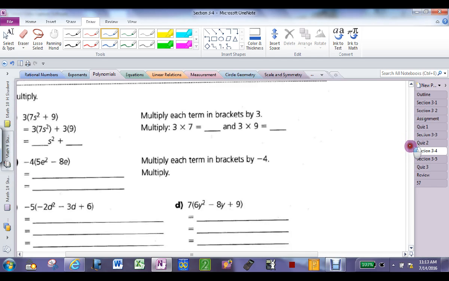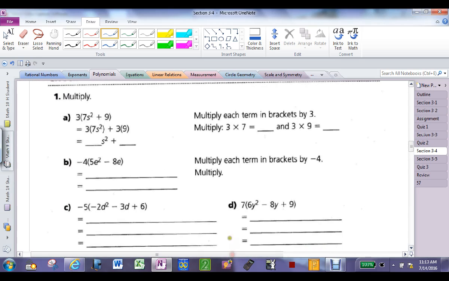Okay. Let's run through it. Remember, rough work on the left, thinking on the right. 3 times 7? 21. 3 times 9, 27.